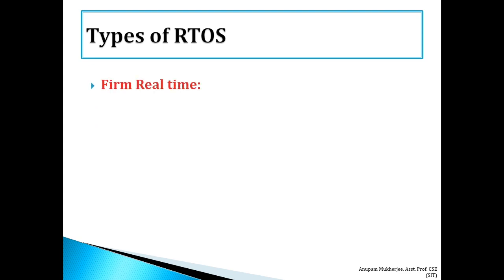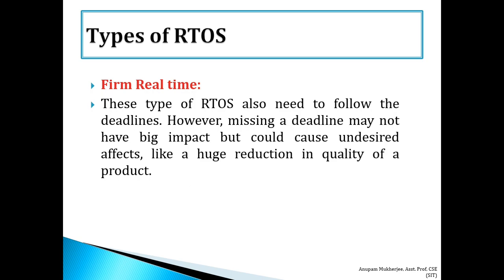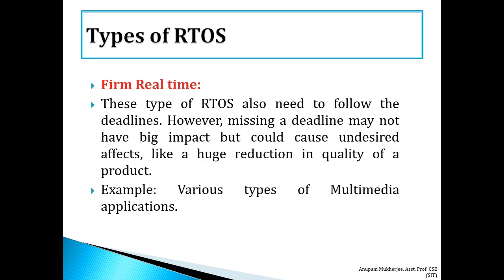The next type is the firm real time operating system. This type of RTOS needs to follow the deadline. However, missing a deadline may not have a big impact but could cause undesired effects, like a huge reduction in the quality of production. Say when I'm making a movie, if there is no synchronization between the video file and the audio file, then the entire flavor will be missing, right? An example is various types of multimedia applications for firm real time.